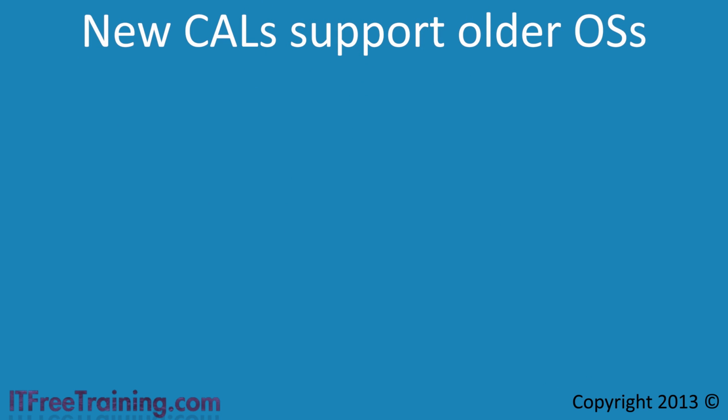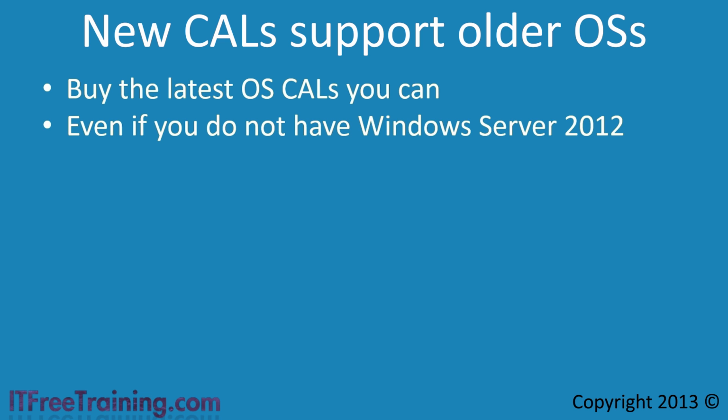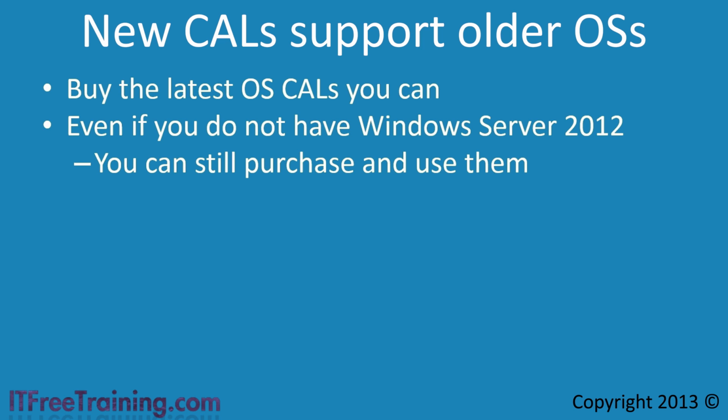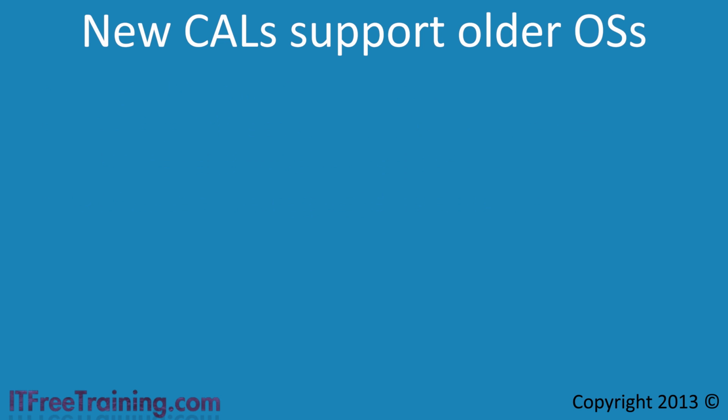The last point I want to cover in this video is that new CALs can be used with older operating systems. For this reason, you should always buy the latest OS CALs if you have the choice. For example, if you do not have a single Windows Server 2012 server on your network, there is no reason that you cannot purchase Windows Server 2012 CALs. These will work fine with any edition of Windows Server 2008 or below. However, if you purchase Windows Server 2008 CALs, these would need to be upgraded to Windows Server 2012 CALs before your clients could start accessing Windows Server 2012 installs on your network.